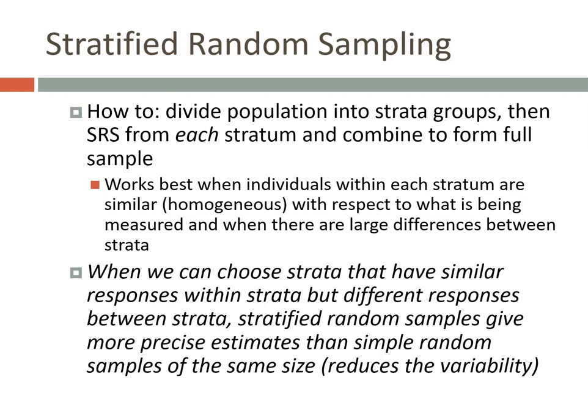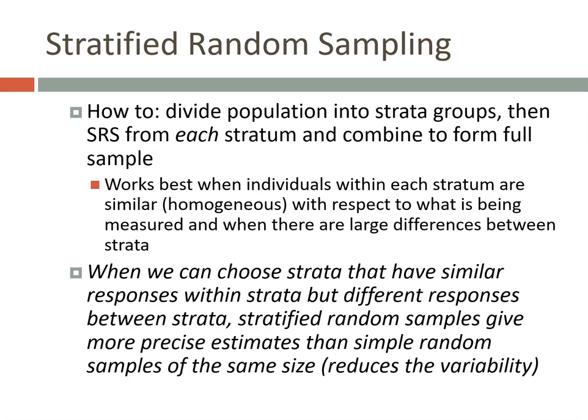Now, how are you going to divide your population into these strata groups? This is what you're going to do. You're going to divide your population into the groups, and then do a simple random sample from each stratum, and then combine to form the full sample. This works best when your individuals within each stratum are similar, or homogeneous, with respect to what is being measured, and when there are large differences between the strata. We can choose strata that have similar responses within strata, but different responses between them. Stratified random samples give more precise estimates than simple random samples of the same size. So, in fact, it's kind of superior in that way. It's going to reduce the variability of what you're estimating.